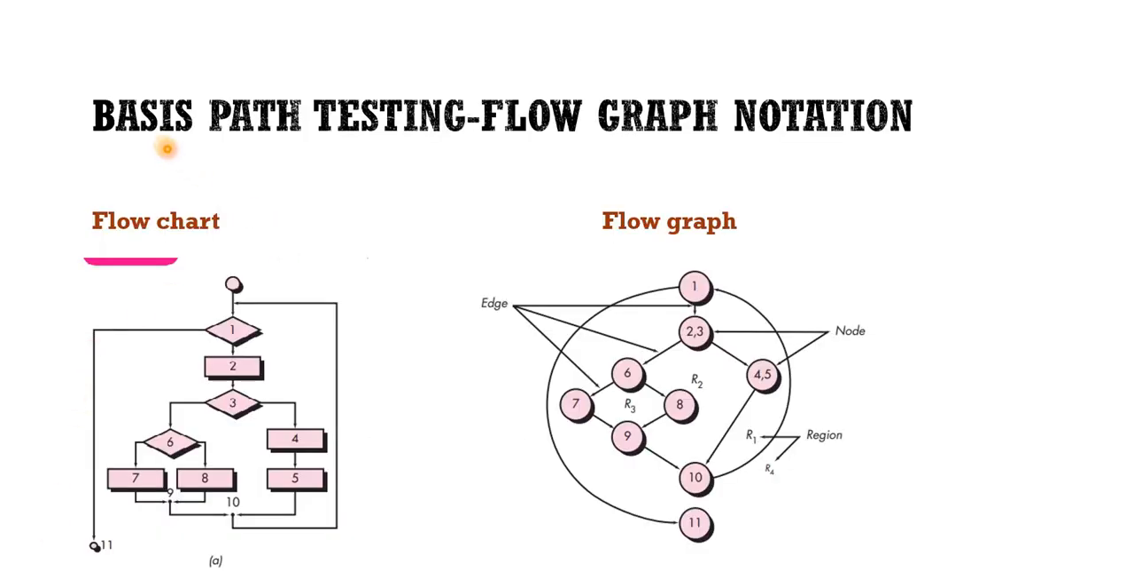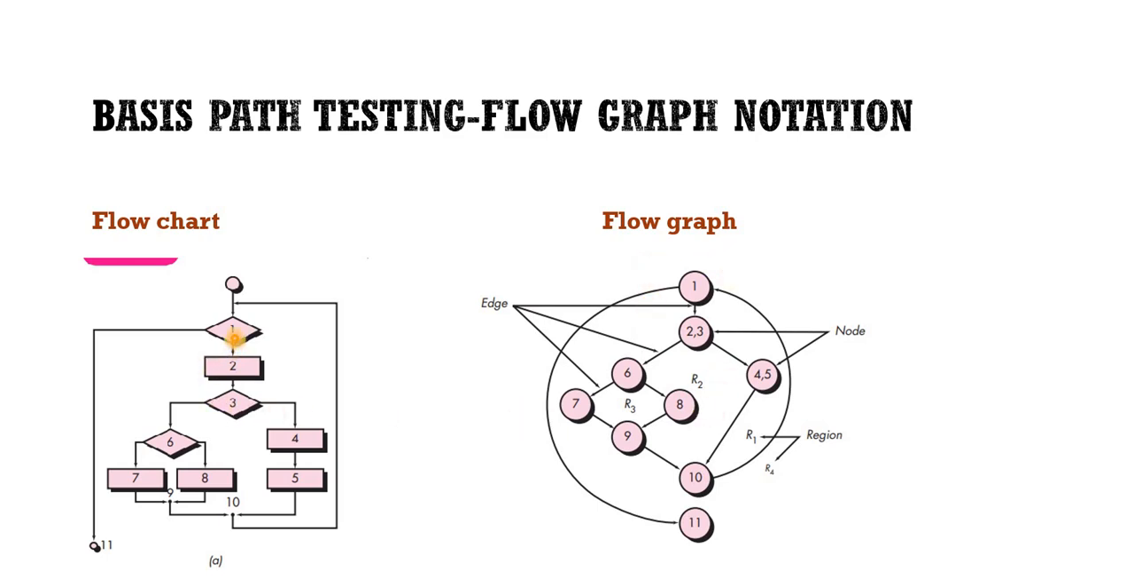Before moving to how the basic path technique works, let us see the notation used inside basic path testing. We already know how a flow chart looks. A similar thing is followed in another way, called flow graph notation. In basic path testing, they use the notation called flow graph notation. This is an example of a flow graph. The same flow chart is designed as a flow graph here.